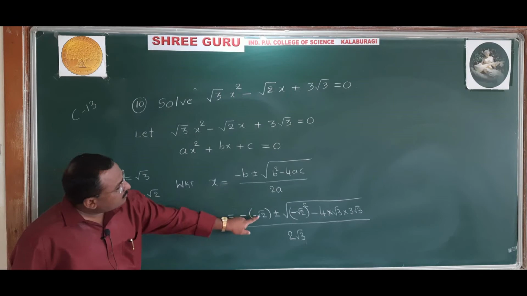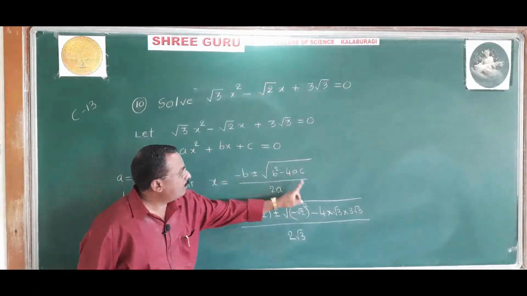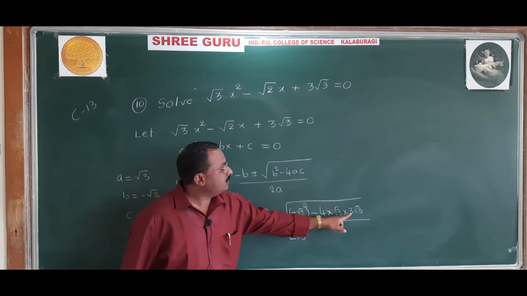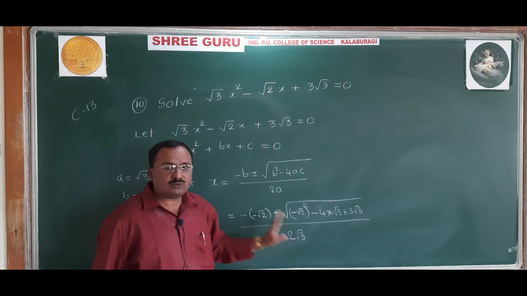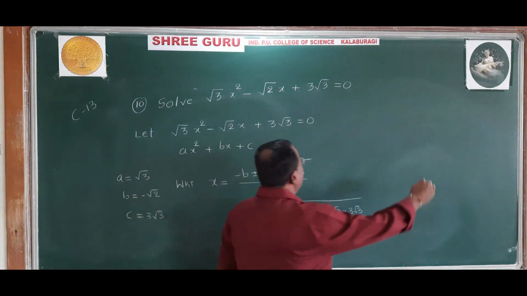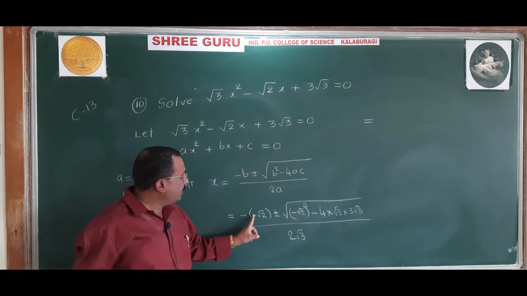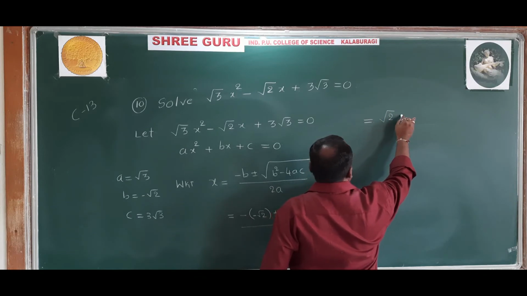Here b value is what? Minus root 2. B square, minus root 2 whole square, minus as it is 4. A is what? Root 3. C is what? 3 root 3, divided by 2a, where a is root 3, so 2 root 3. Simplify this one. That is minus minus plus root 2 as it is.